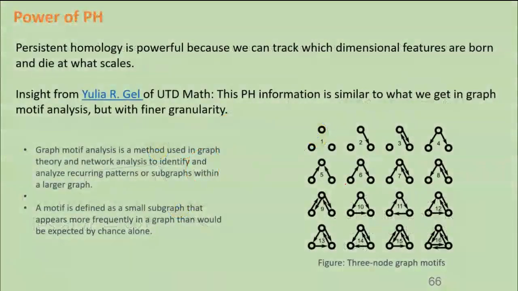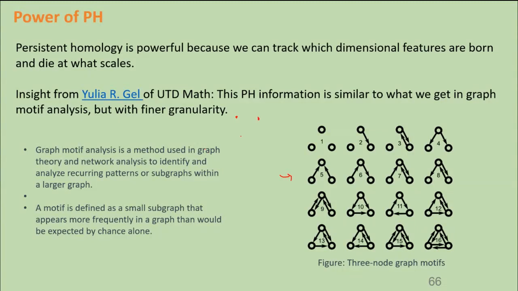Now, why is persistent homology on graphs powerful? It's powerful because we can track which dimensional features are born and die at what scales. Consider that in computer science, we have this thing called motif analysis. In motif analysis, we define a motif of size, let's say 3. That means we are going to look at 3 vertices and their edges. Here, I'm showing you the distinct shapes of 3-node graphs in directed graphs.